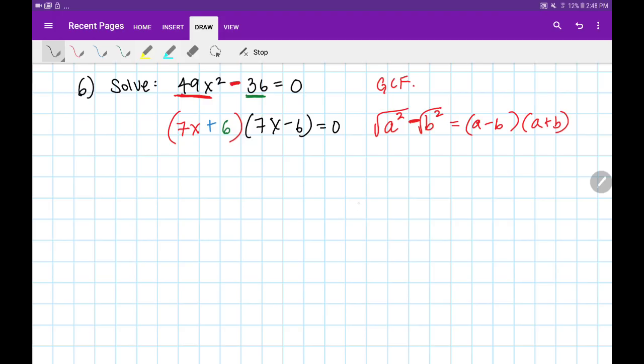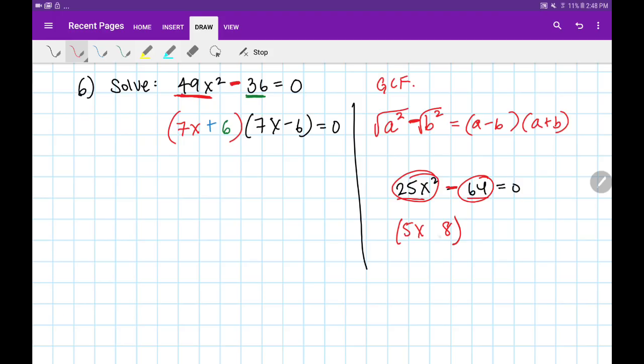Let me show you another one. And we'll finish the problem in just a second. 25x squared minus 64. So again, I have a difference, because of the minus sign, of 2 perfect squares. So let's take the square root. That would give me 5x. This guy would give me 8. And difference of squares goes 1 plus, 1 minus.